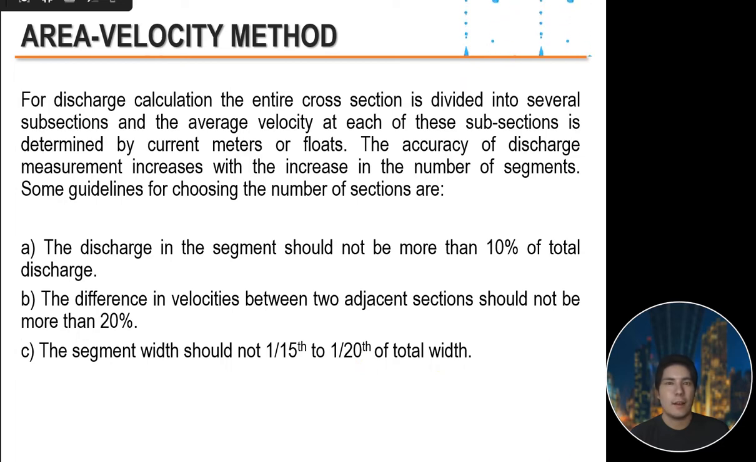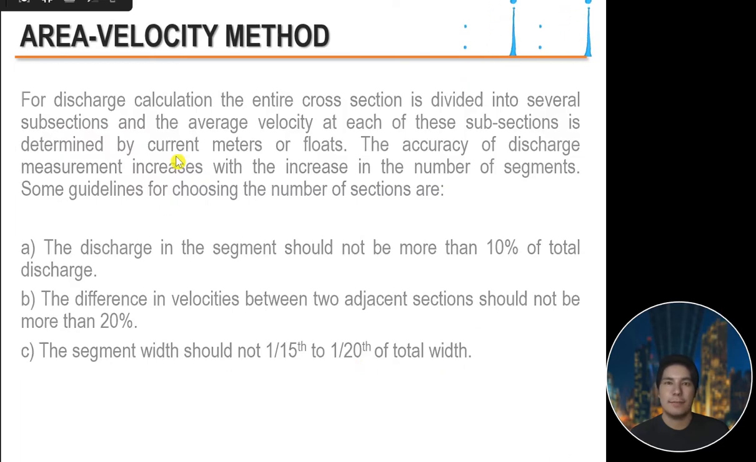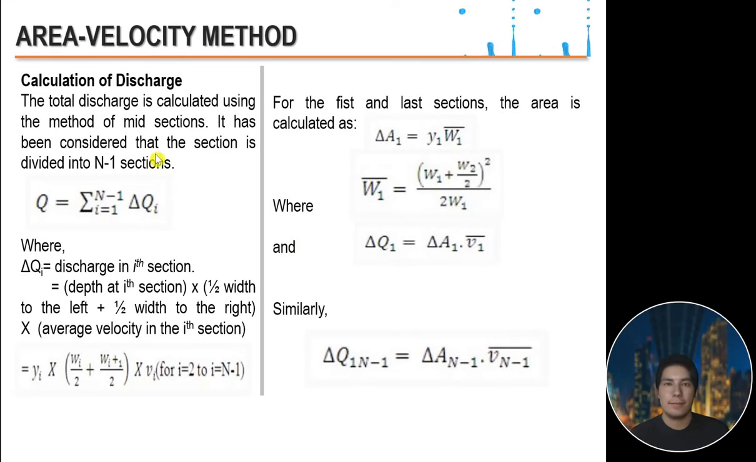Okay, so next slide is the calculation for the discharge. So the total discharge is calculated using the method of mid-section, and it has been considered that the section is divided into n-1 sections. So we have Q, which is the summation of the individual discharge in the i section, starting from 1 to n-1. So ganun, no?